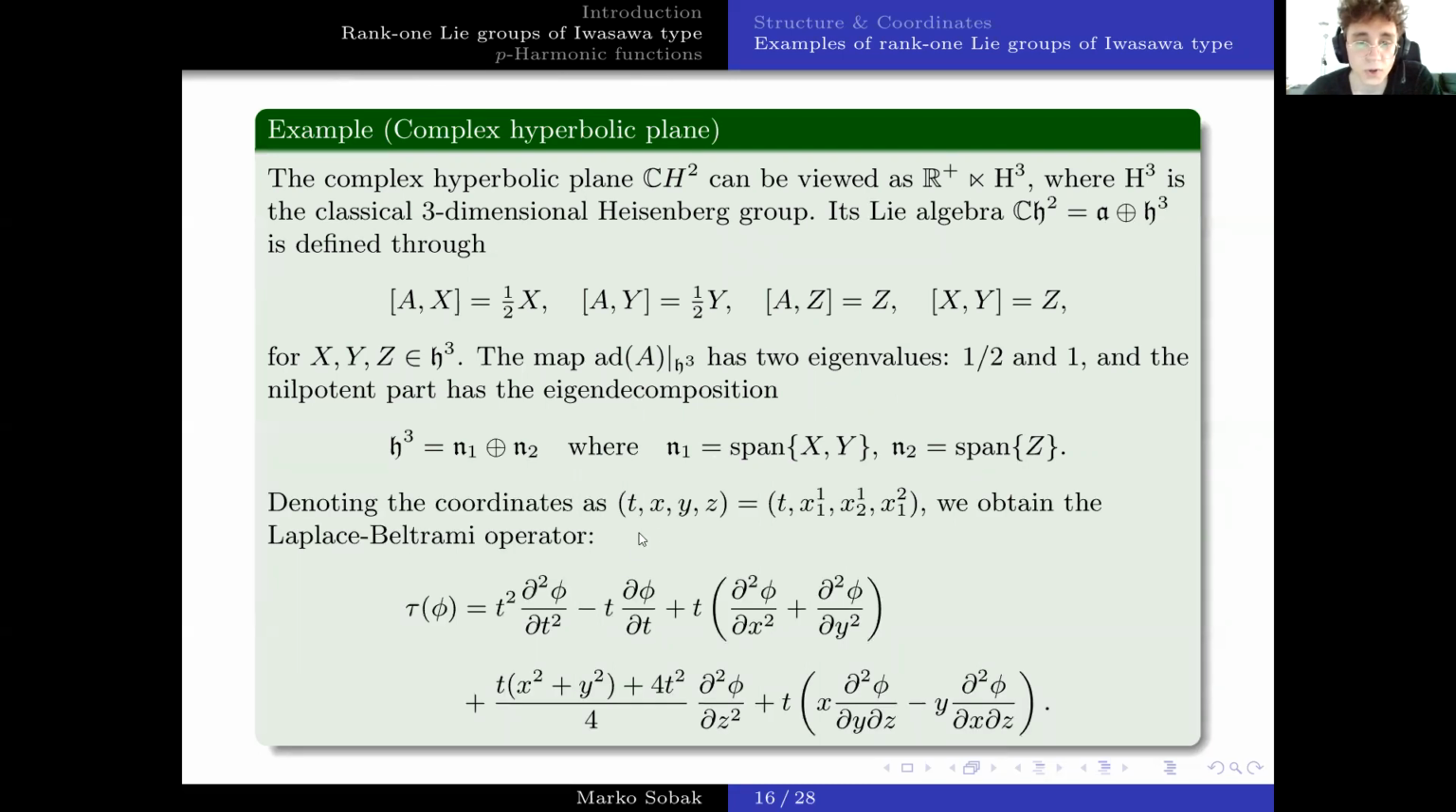And then if we also denote the coordinates analogously in some sense, then using the formula from the previous slides, we can obtain a formula for the Laplace-Beltrami operator, right? And this is what one gets if one plugs everything in. So you see here that things get more complicated than in the case of real hyperbolic spaces, but at least for this particular example, it's not too bad. It's still sort of a presentable formula.